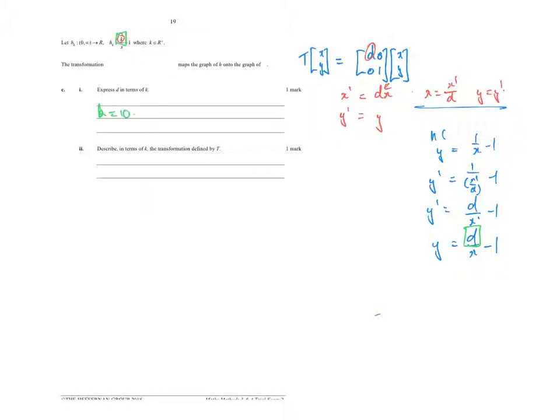So D and K are the same, so let's put D is in fact equal to K. So what's the transformation that the D or the K value does? We're multiplying our X values, aren't we? So if we're multiplying our X values, it's dilated by a factor of K, and since our X values are being multiplied, it's from the Y-axis.